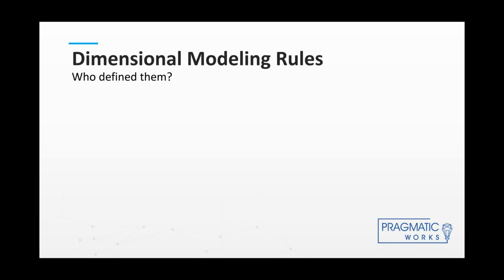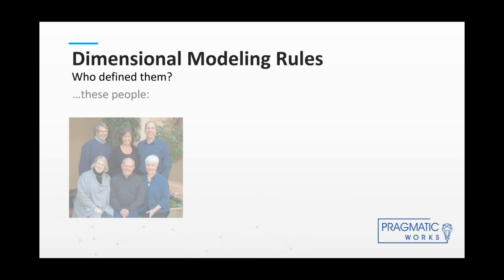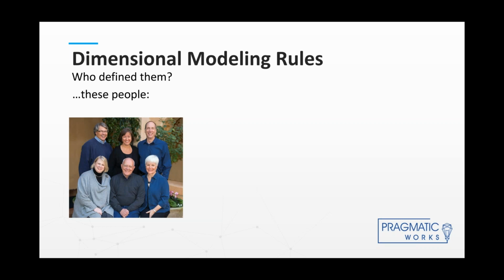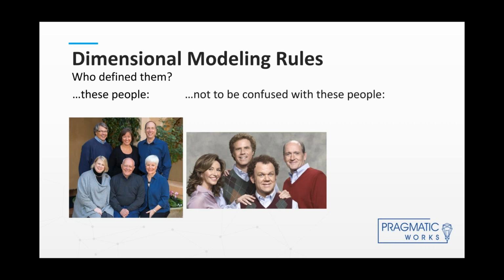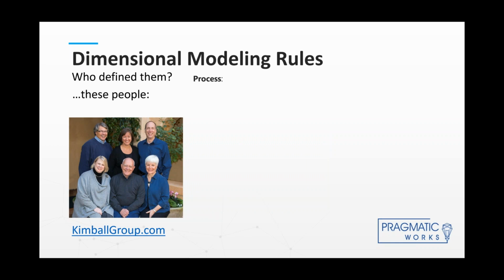So where did these dimensional modeling rules come from? Who defined them? Where can you find them? If you've been around the industry, you know that the go-to group, the go-to people who have really fleshed all of this out and have written a number of great books on the topic are this group of people. Not to be confused with this group of people, though the family photo might look very similar. All right, so this is the Kimball Group, and the gentleman in the center below is Ralph Kimball.